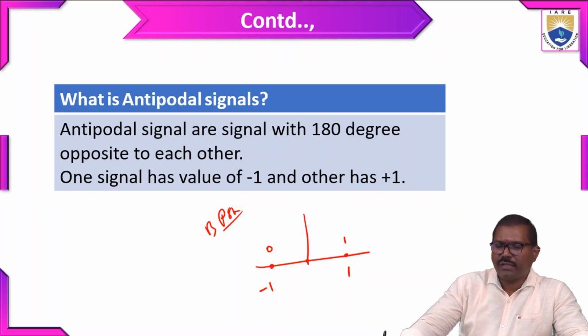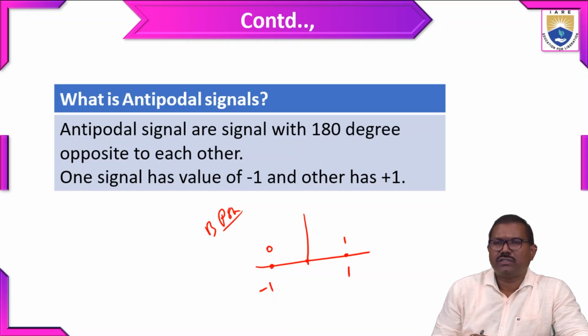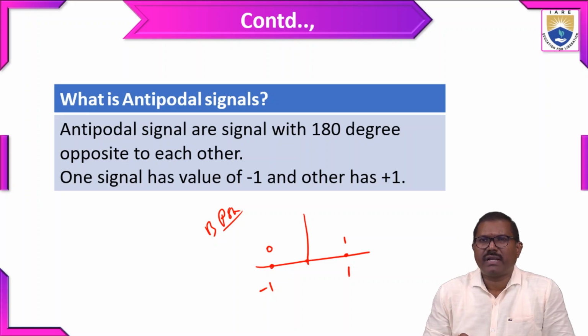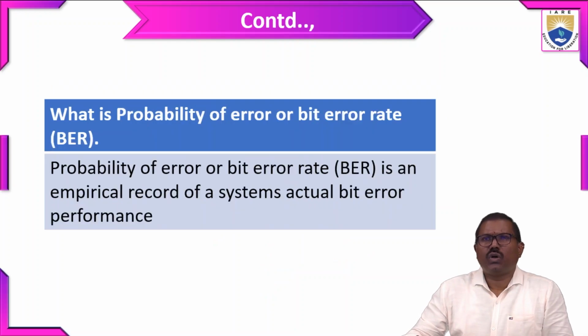Okay. So when you apply the bit energy, that is root Eb, one has root Eb and the other has minus root Eb. But the value is +1, -1. For symbol 1 it has +1, for symbol 0 it has -1. What is the probability of error or bit error rate? Probability of error or bit error rate.